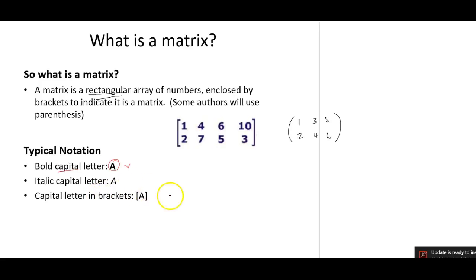And then sometimes when you're just handwriting, your handwriting can't distinguish between bold and italics, just like with vectors. Sometimes with vectors we had to put a little harpoon above it, or sometimes an arrow. With a matrix, if you want to be clear that you're talking about a matrix, you can just put some brackets around it and indicate it that way. So these are just ways to label these pieces of sand that we've talked about.